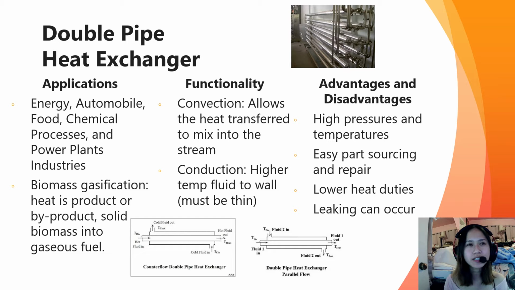A more in-depth application is biomass gasification, where heat is both the product and byproduct. Biomass gasification turns solid biomass into gaseous fuel in the absence of oxygen. Double pipe heat exchangers have two pipes, one larger pipe encasing the smaller inner pipe, which will be further explained in the experimental setup and is shown in this figure below. A fluid will flow into the inner tube and another fluid will flow into the outside tube, and this is usually hot fluid in the inner tube and cold fluid in the outer tube.